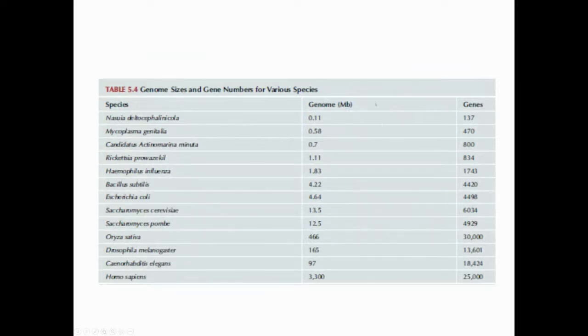And here is just a table to show the genome size and the gene number. So this is the smallest symbiotic bacterium. It's 0.11 megabase and 137 genes.